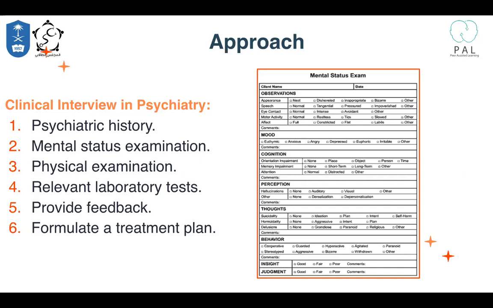Okay, for physical examination the most important is the neurological examination. Then we go to the relevant laboratory tests. For example, if a patient comes with depression and you suspect he has hypothyroidism, then you can order a TSH, thyroid stimulating hormone test, to assess. Then we provide feedback and formulate a treatment plan.